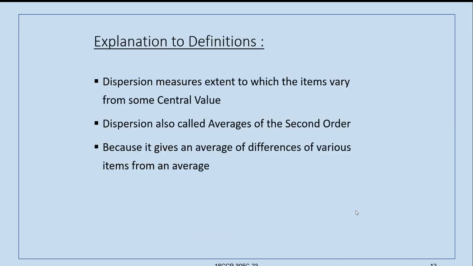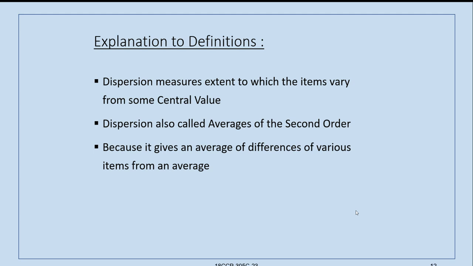Some explanations to these definitions are: dispersion measures the extent to which the items vary from a central value. That is, the dispersion is always taken from the central value. Dispersion is also called averages of the second order. First order is averages, what we have seen. Second order is this one.